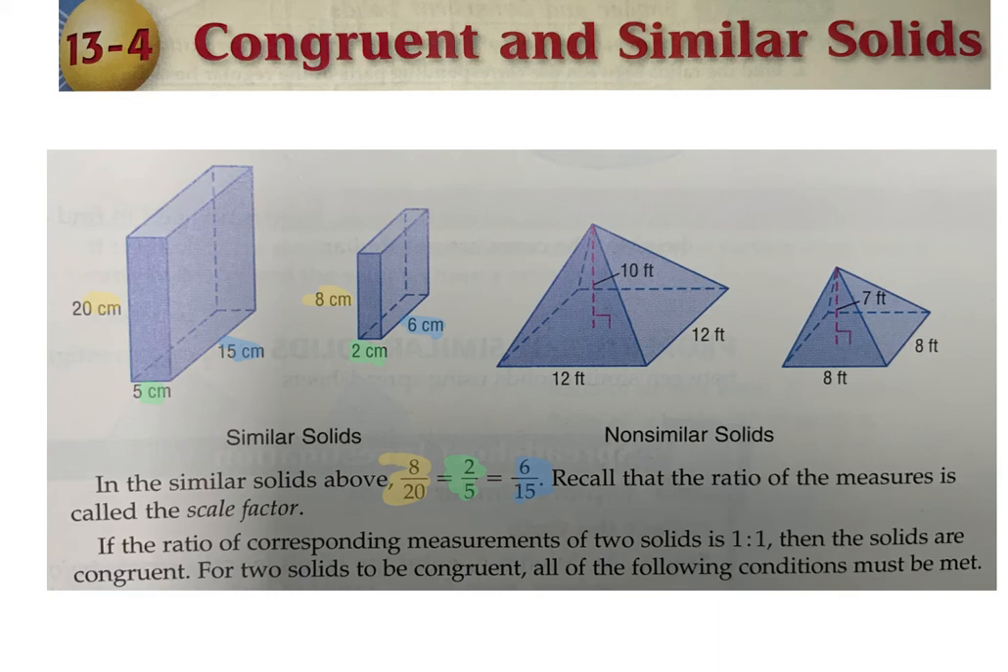Look at the next one, non-similar figures: 8 to 12, 8 to 12, 7 to 10. Those do not reduce to the same fraction, so those are not similar figures. Even though they look somewhat similar, they're not the same. If your ratio is 1 to 1, it is a congruent figure. So if your ratio is 1 to 1 between your similar figures, then they are a special type of similarity called congruent.